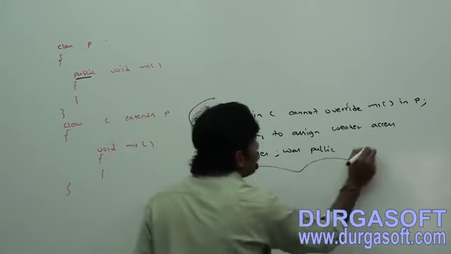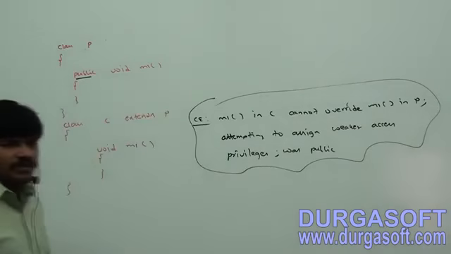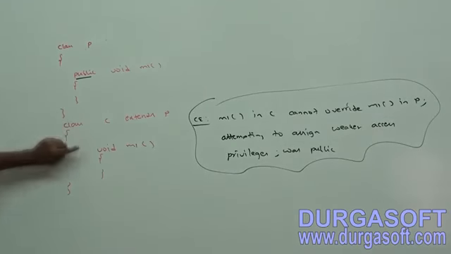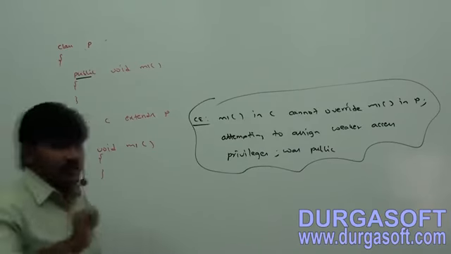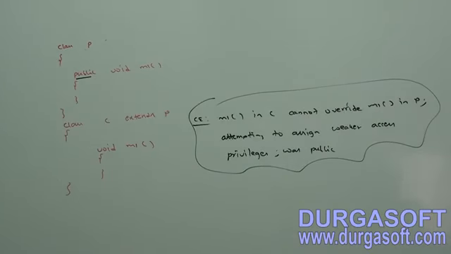Have you observed? You are attempting to assign weaker access privileges; the parent class method was public. Let me show this first. Observe this point well.